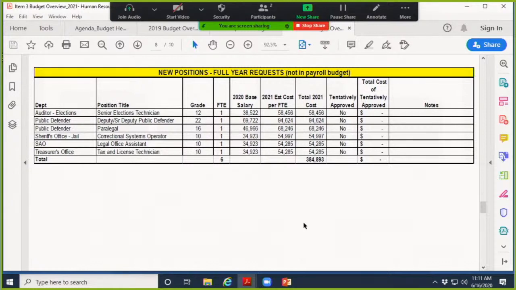So maybe the easier of the two is the public defender. Is there anybody who's opposed to adding the paralegal position to the public defender's office? Madam Chair, I just, sorry, asking, in the name of thrift, not to do it. Okay.